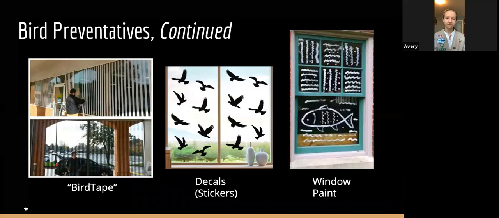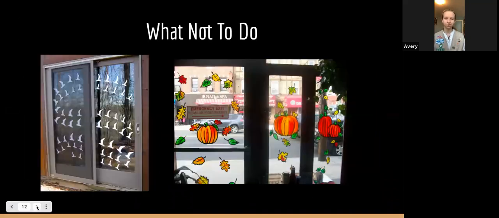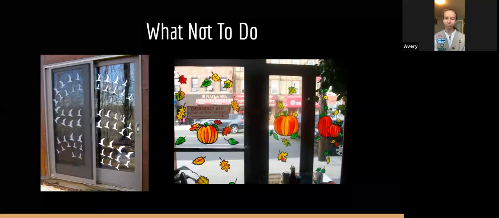All right, so as Anna just said, there's a lot of different types that can be applied to your windows, and they can also be applied incorrectly. So now we're going to look at what not to do and a couple examples of that.